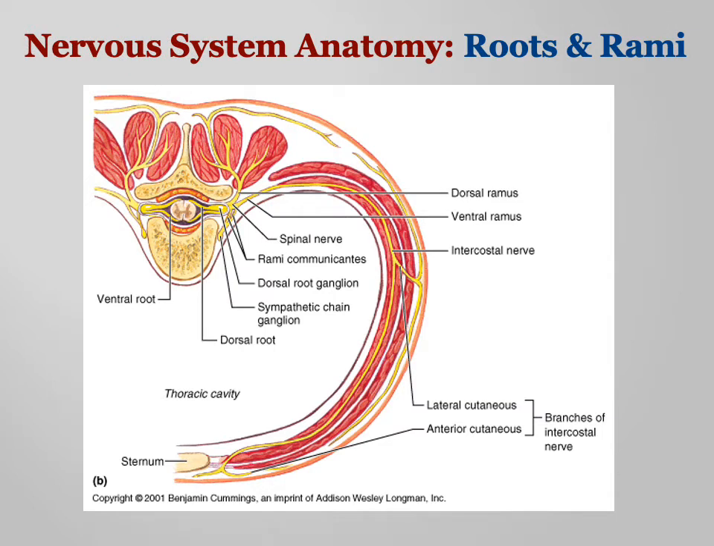And here again you can see the rami. There's the dorsal ramus going just to muscles on your back, whereas the ventral ramus has got to go around to the front of the body and to all the things that are on the front side of your body.